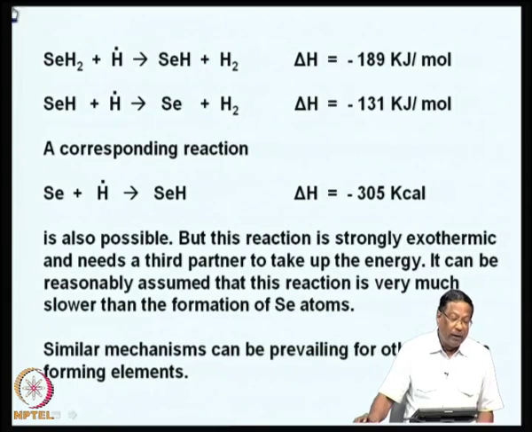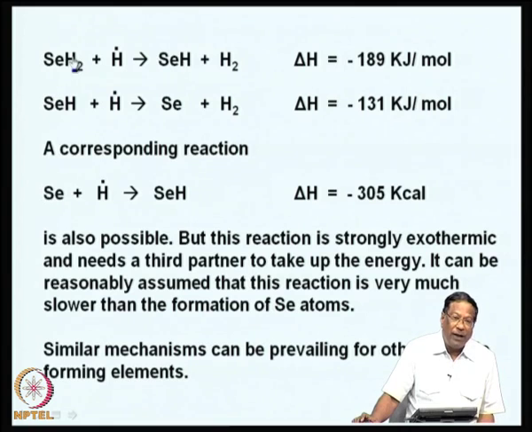So, now what happens? If H radicals are more in number, we should consider the reaction of selenium hydride with hydrogen radical. So, SeH2 plus H dot will give you SeH plus H2.